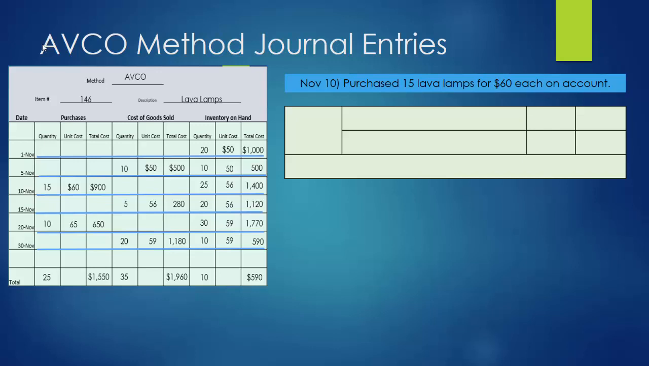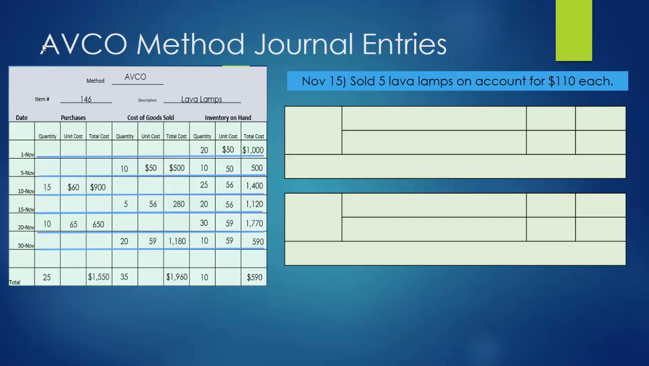For our purchase on November 10th, when we purchased 15 lava lamps for $60 each on account, that cost us a total of $900, which we're going to debit to merchandise inventory because inventory is always carried at cost. And we're going to credit accounts payable for that same $900. We purchased inventory on account.